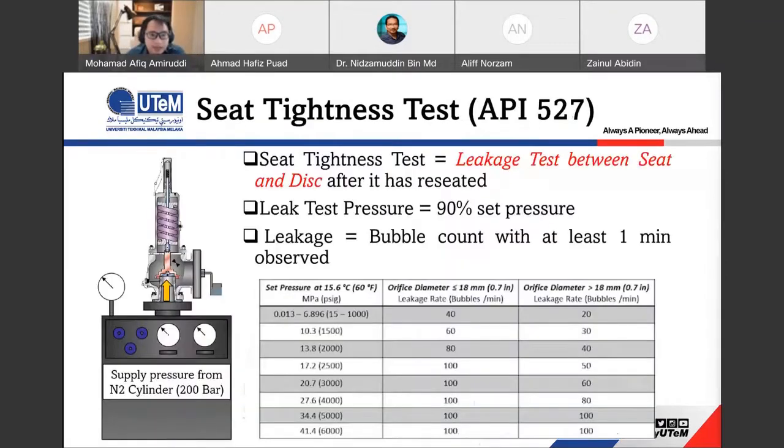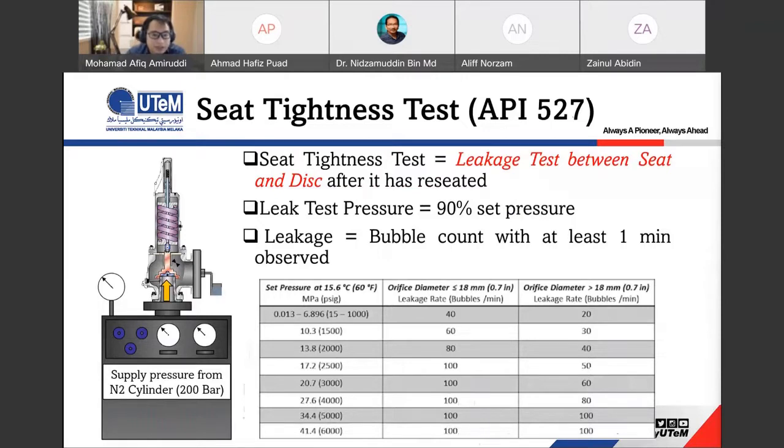Another test related to the PRV test bench is the seat tightness test, related to API 527. The seat tightness test is a leakage test between the seat and disc after it has reseated.